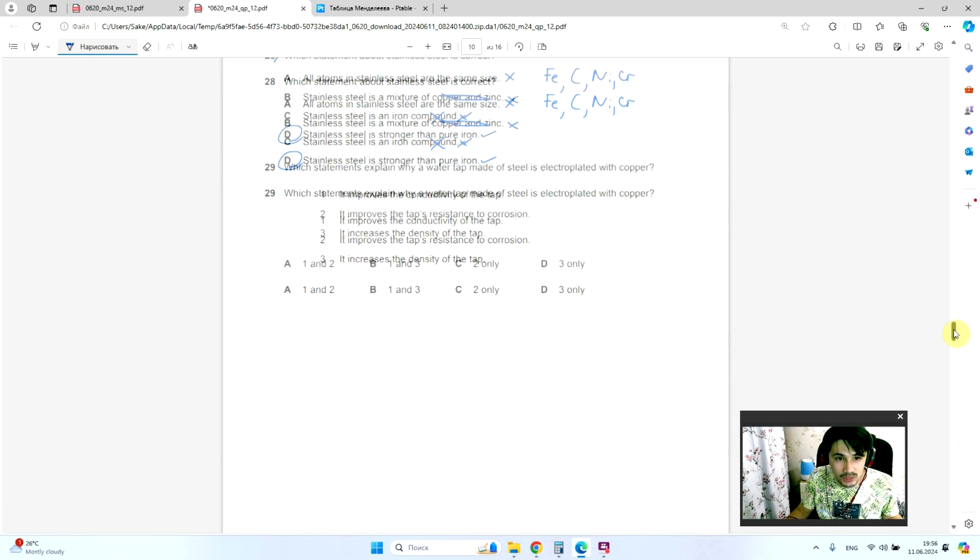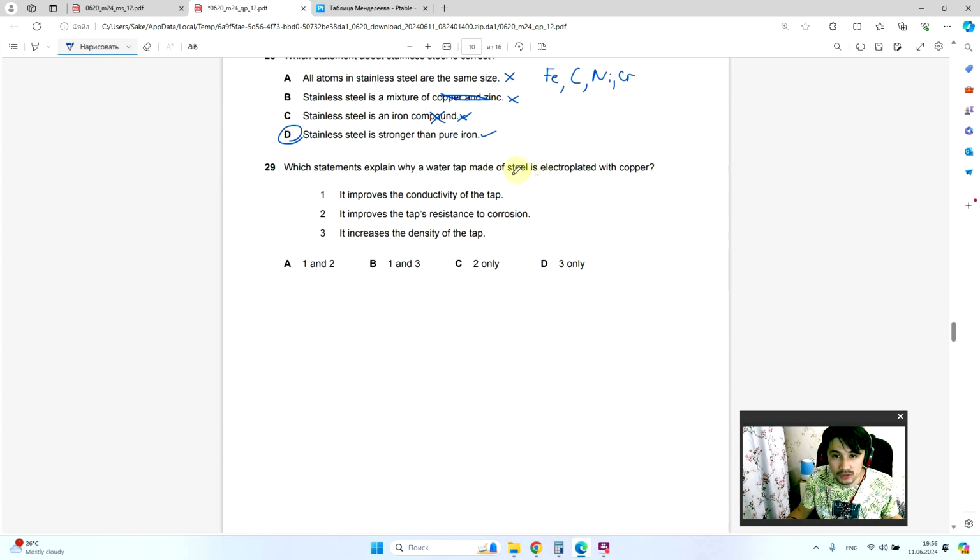Next, which statements explain why a water tap made of steel is electroplated with copper? Okay, so it's electroplating, and this is related to the reactivity series and electrolysis. So steel is electroplated with copper. So why do you need this? This is steel, and this is coated by a layer of copper.